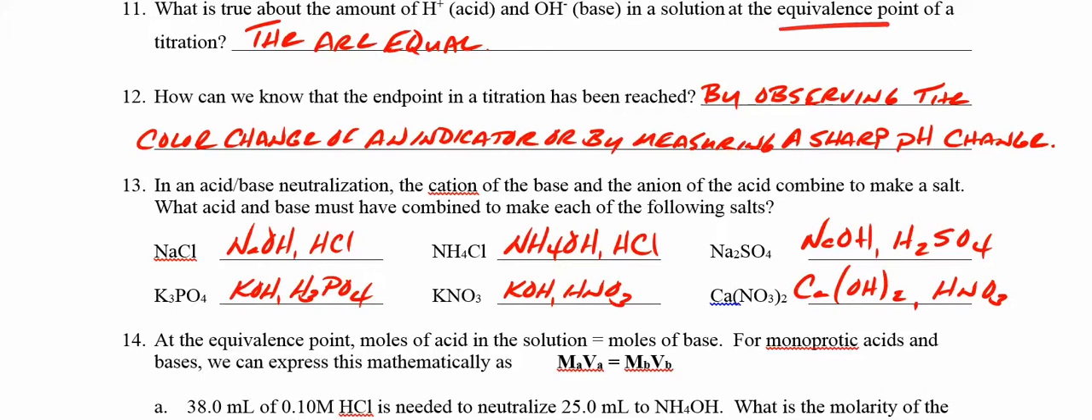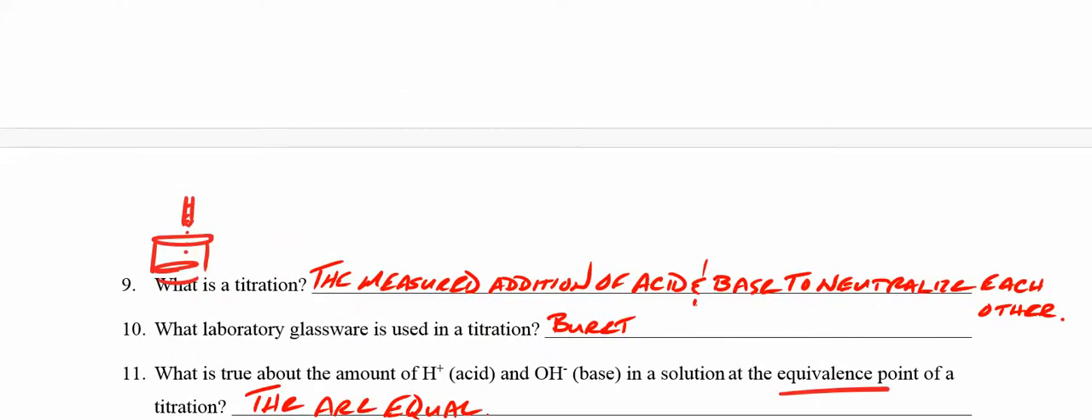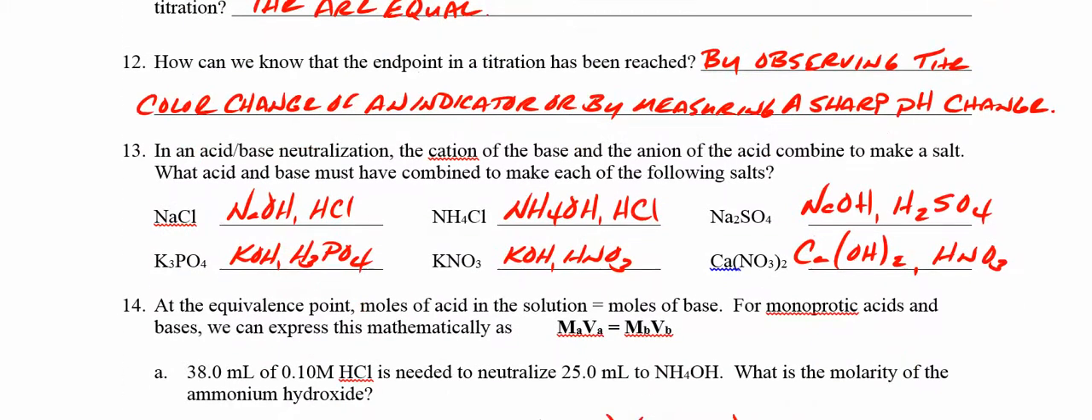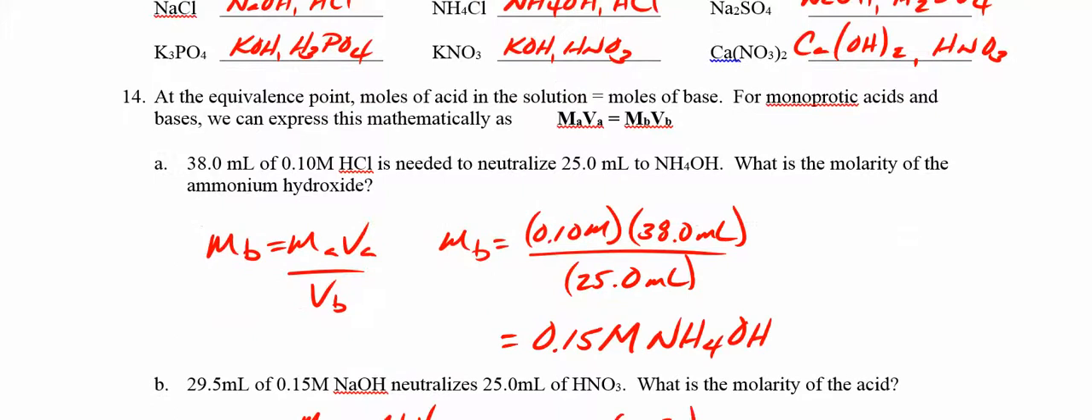Na2SO4, that's sodium sulfate. We're going to need sodium hydroxide for the sodium source, and H2SO4, sulfuric acid, for the SO4 source. And when we combine those, we get Na2SO4. The next one is calcium nitrate. How do we get that? We're going to use calcium hydroxide and nitric acid to do that. Calcium hydroxide and nitric acid will do that for us.